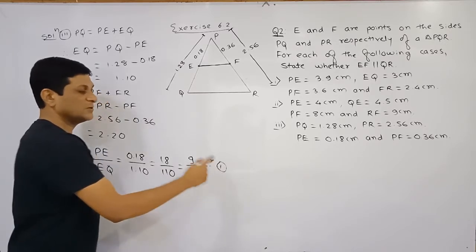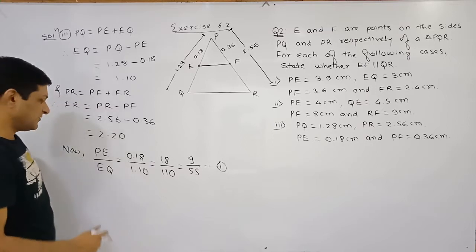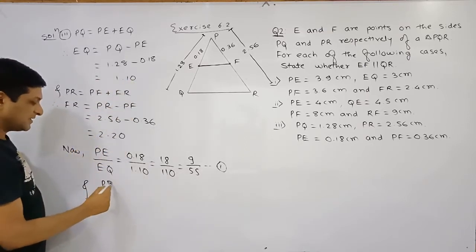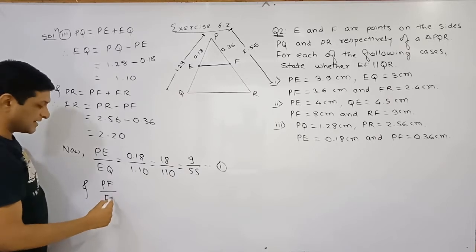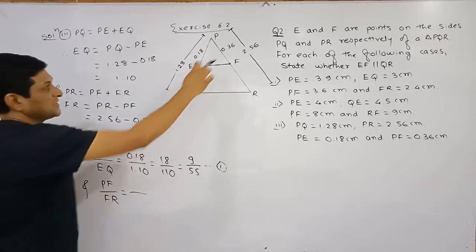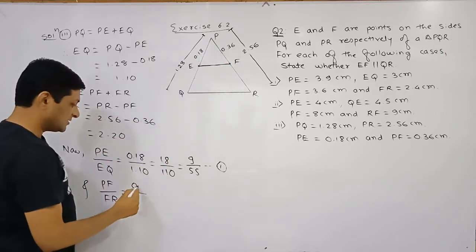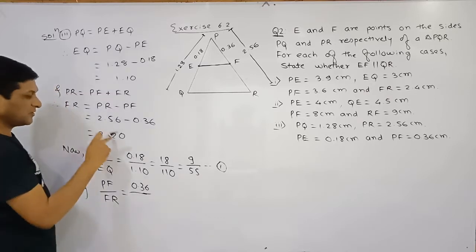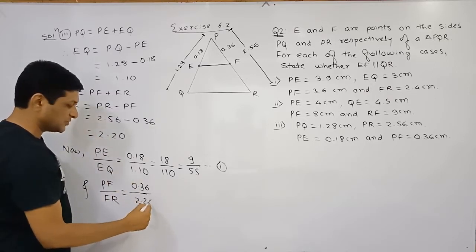So let us denote this first ratio by equation number first. And the second required ratio is PF upon FR, which is equal to, what is the value of PF here? PF is equal to 0.36. And the value of FR we have just got, 2.20.